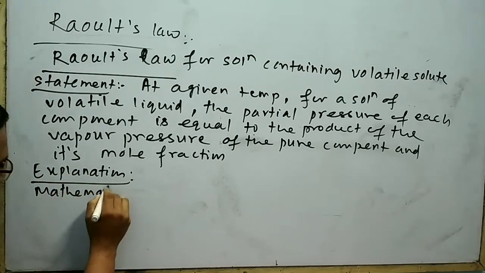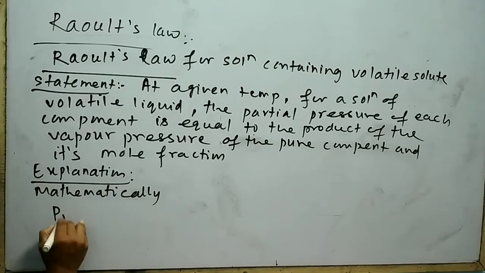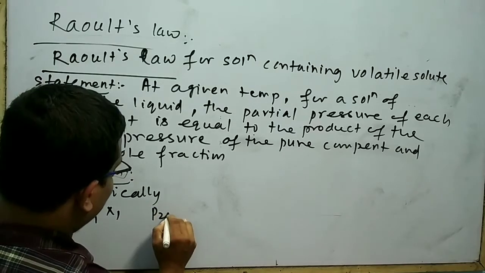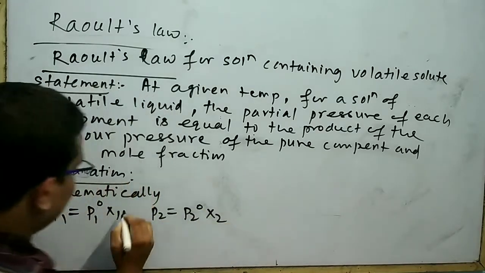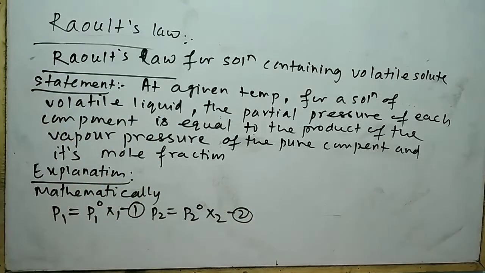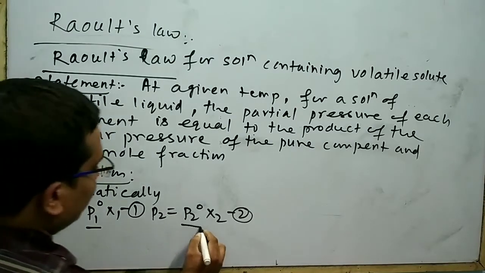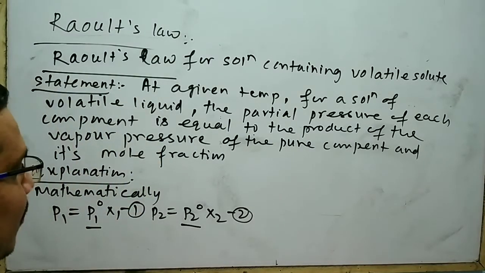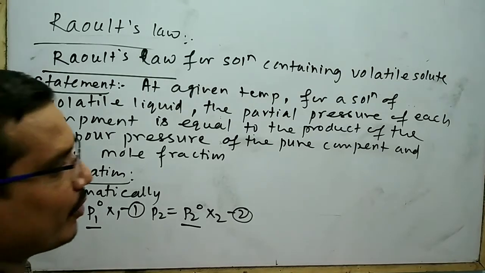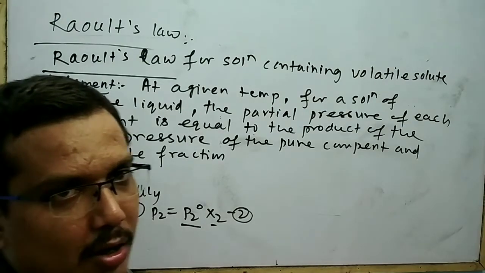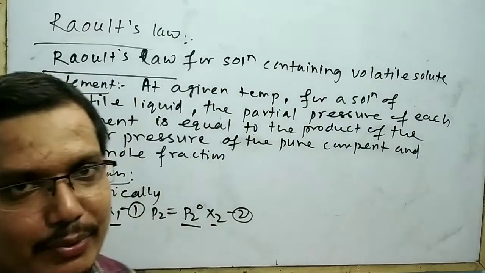Mathematically, I can write P1 equals P1⁰ x1. Another is P2 equals P2⁰ x2. This is component 1, this is component 2. Here P1 and P2 are the vapor pressures of the two liquid components 1 and 2 respectively. Here P1⁰ and P2⁰ are the vapor pressures of pure liquid components 1 and 2 respectively. x1 and x2 are the mole fractions of components 1 and 2 respectively.